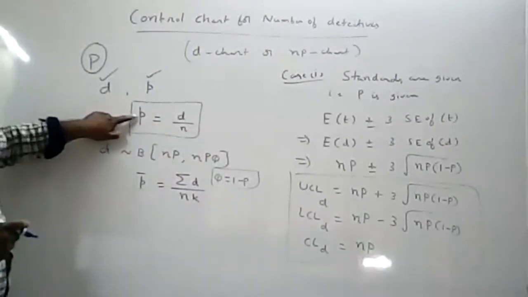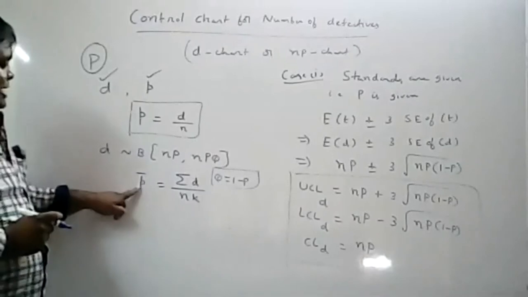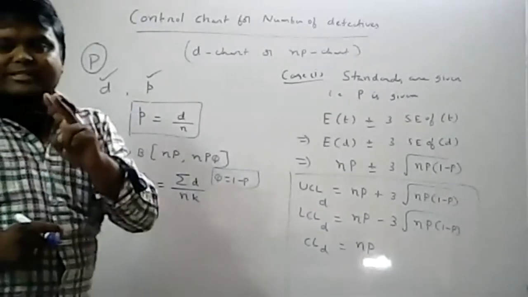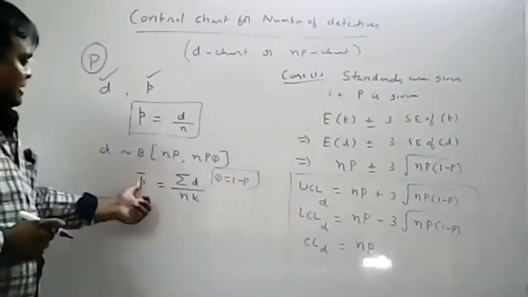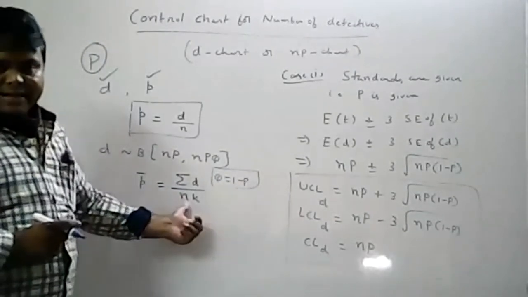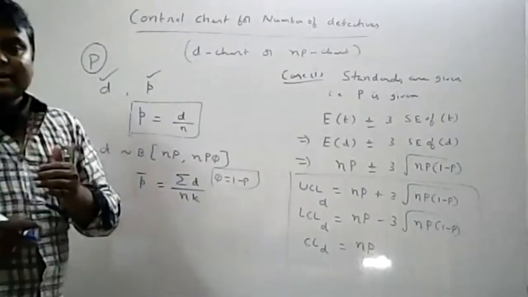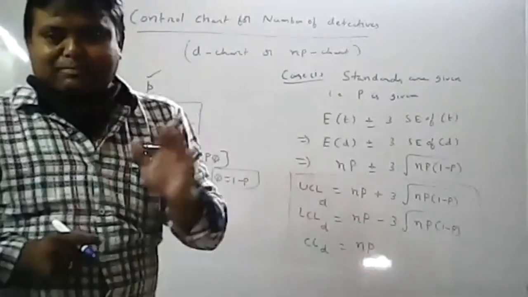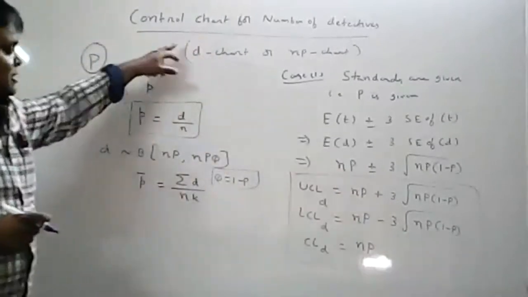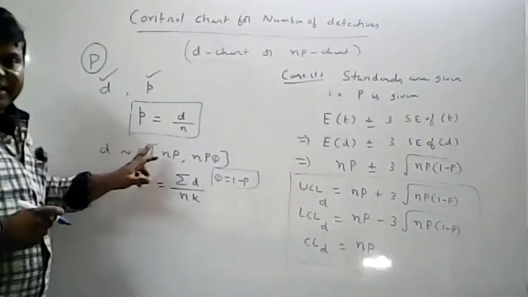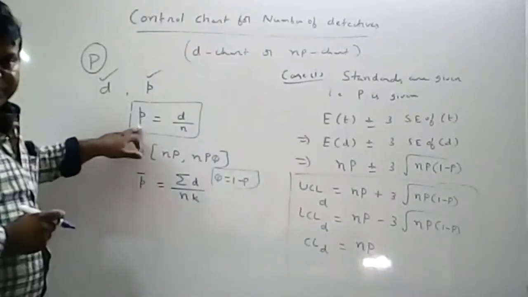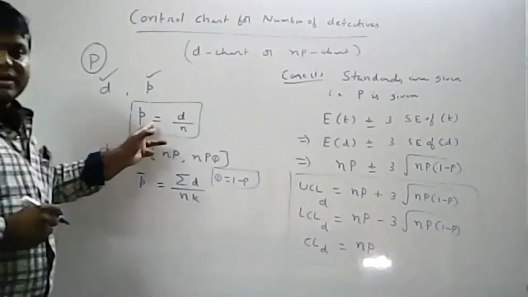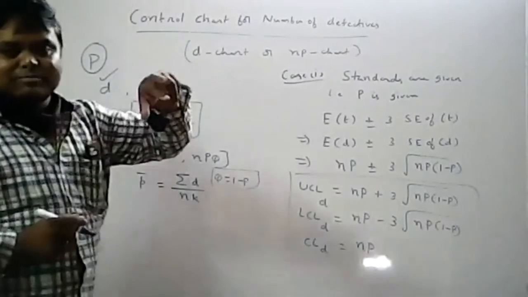If I know P values, I can calculate P bar. How will you get the P bar? I have told two formulas for P bar: P bar equal to summation P by K, and P bar equal to summation D by NK. These are the two formulas. But in P chart you require P values. In D chart you don't require P values. I don't want to calculate P values. If you use P values, then you can calculate P bar equal to summation P by K.